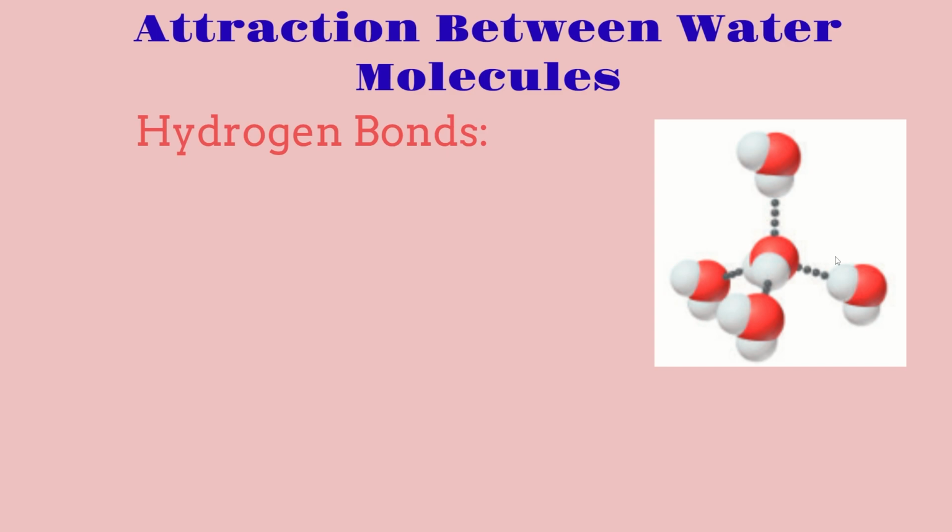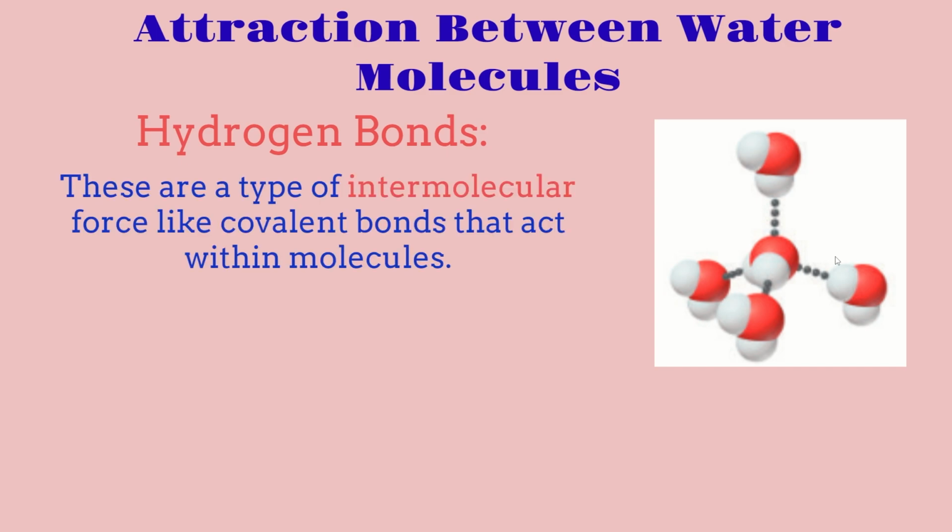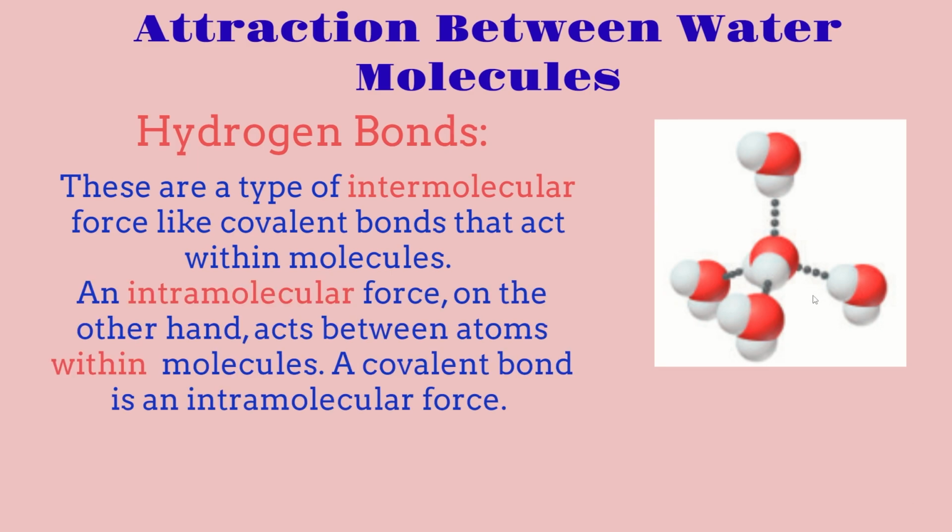Furthermore, talking about hydrogen bonds, these are a type of intermolecular force, unlike covalent bonds that act within molecules. As we explained, hydrogen bonds are basically where this hydrogen is connected to one oxygen, and that oxygen is connected to another hydrogen, and so on. An intermolecular force, on the other hand, acts between atoms within molecules, and a covalent bond is an intermolecular force. So a covalent bond is basically where you have two different metals, and then they share electrons, and that is what a covalent bond is.